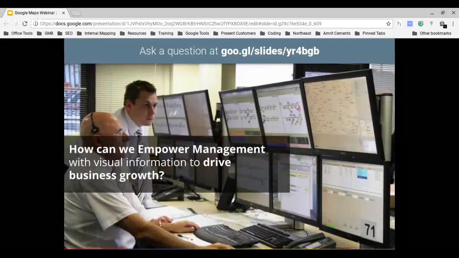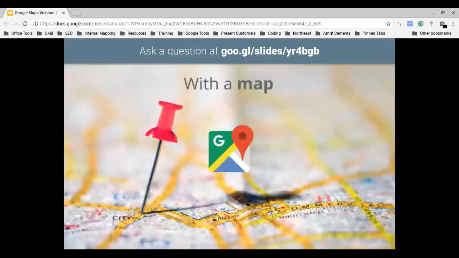And finally, how can we empower management with visual information to drive business growth? So the answer to all of these questions combined is with a map, right? A map can help you to answer all of these questions about the where of, if the question is about where the things are, maps can help you out in this. So location intelligence can be leveraged there.